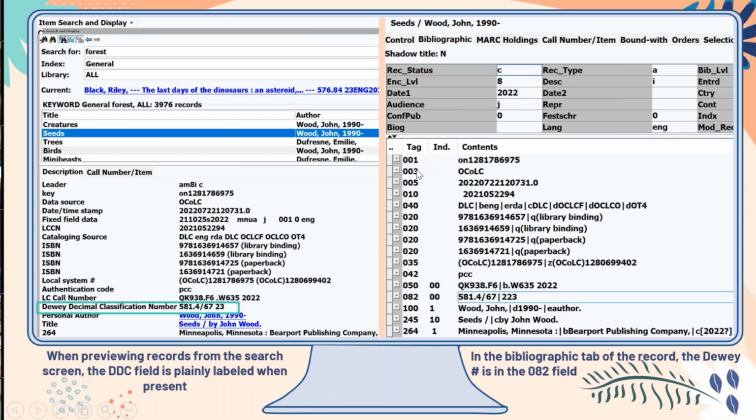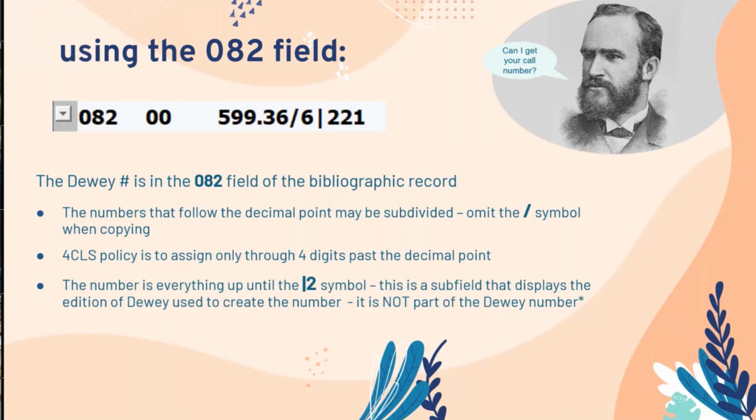So they're the numerical tags that say what each field relates to. And the 082 field is the one that specifies the Dewey Decimal Classification. So we just scan our way down to 082, and over here would be the Dewey number for this record that we'd want to use. Using the 082 field, the numbers that follow the decimal point may be subdivided by a forward slash. You just ignore that. You omit that when you're copying it out.